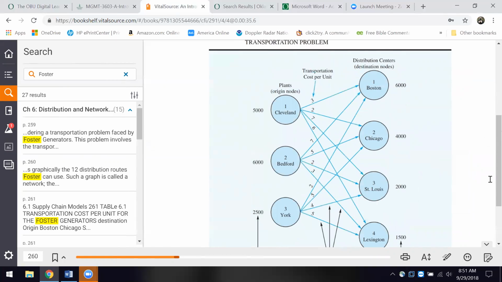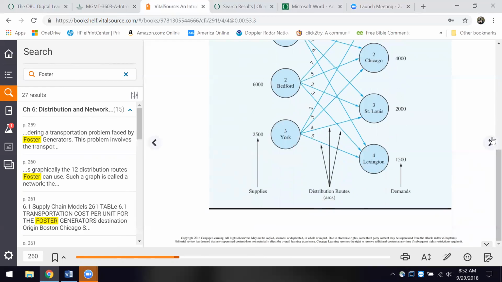Now, again, some terminology about networks. These are nodes, and this line is an arc. The arrow indicates the direction, and here they have the transportation cost per unit to ship stuff, for example, from Cleveland to Boston. Now, we would use a notation of 1-1, and you'll see this, where it means from Cleveland to Boston. A 1-2 would be Cleveland to Chicago. A 1-3 would be Cleveland to St. Louis.